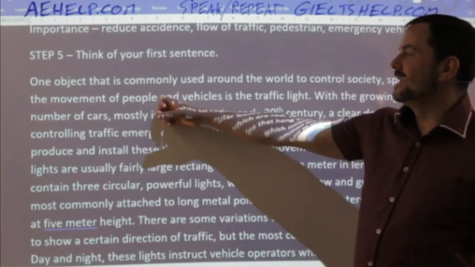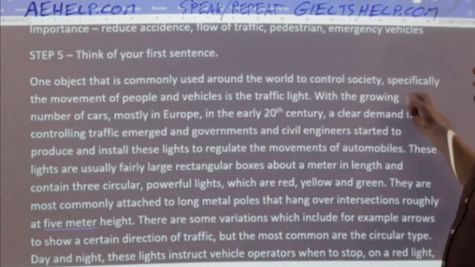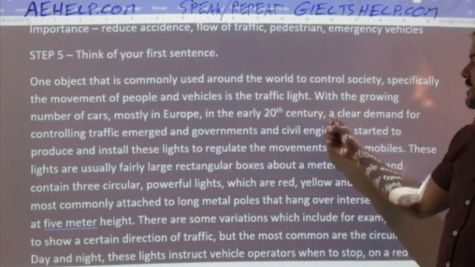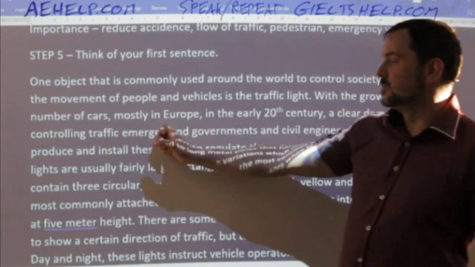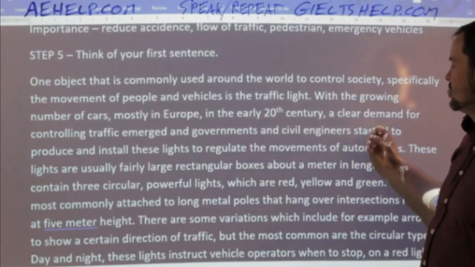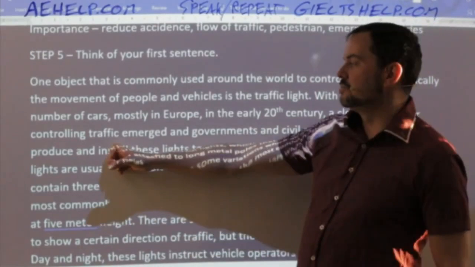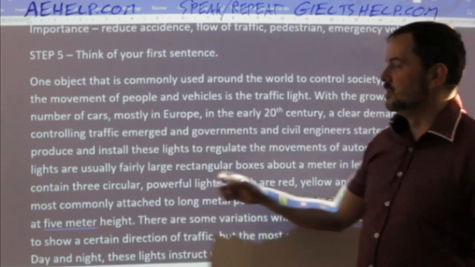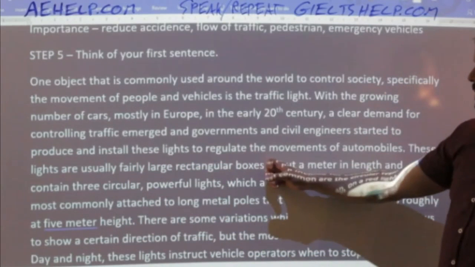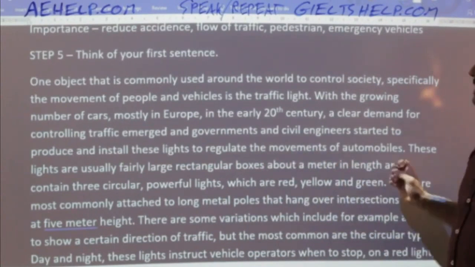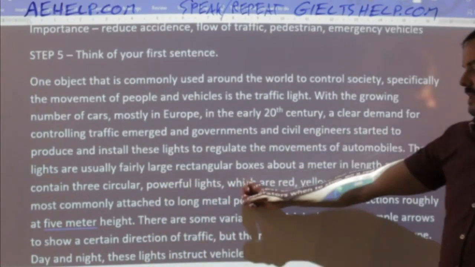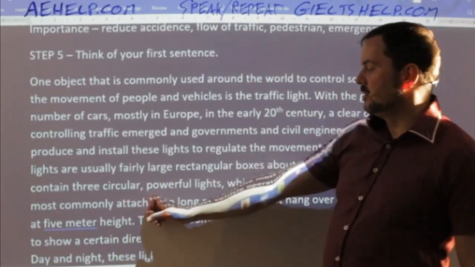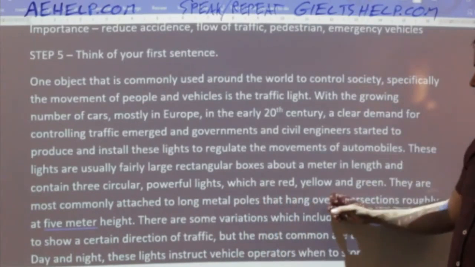One object that is commonly used around the world to control society, specifically the movement of people and vehicles, is the traffic light. With the growing number of cars, mostly in Europe, in the early 20th century, a clear demand for controlling traffic emerged, and governments and civil engineers started to produce and install these lights to regulate the movements of automobiles. These lights are usually fairly large rectangular boxes, about a meter in length, and contain three circular powerful lights, which are red, yellow, and green.